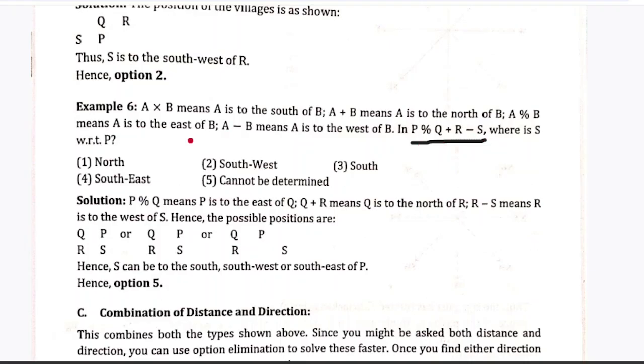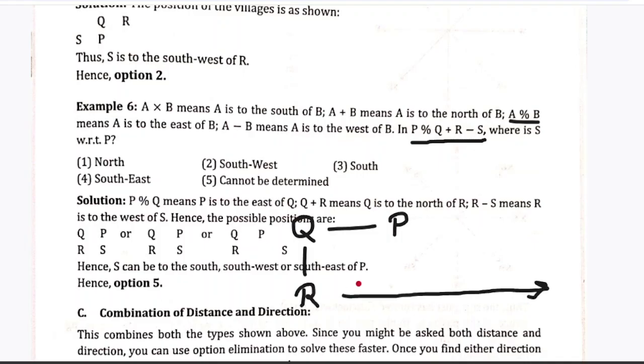Let's solve it. Now P percent Q, that means P is to the east of Q. Then Q plus R, that means Q is to the north of R. R is going to be below Q. Then R minus S. R is west of S. Right? R is west of S. Then S can be anywhere here on this line. Here, here, here, anywhere.